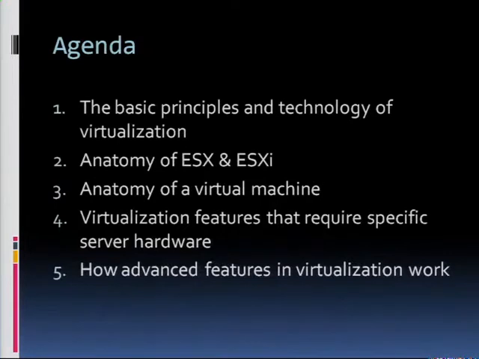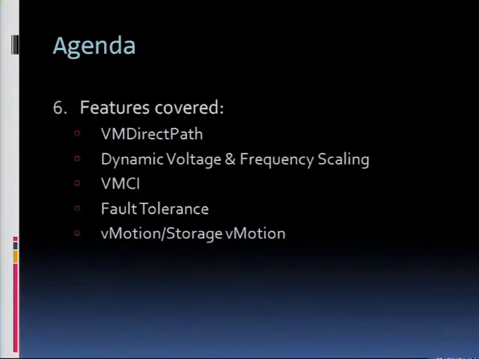So here's the agenda. We're going to cover the basic principles and technology behind virtualization, anatomy of ESX and ESXi, anatomy of a virtual machine. We're going to cover some of the virtualization features that require specific server hardware. We're going to cover how the advanced features in virtualization work, and those features include VMDirectPath, dynamic voltage and frequency scaling, VMCI, fault tolerance, and vMotion, storage vMotion.